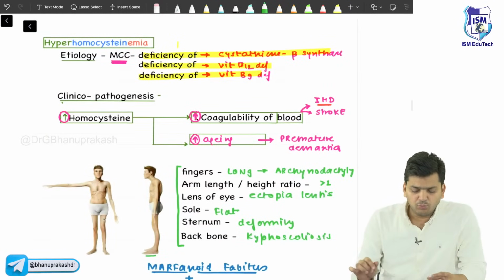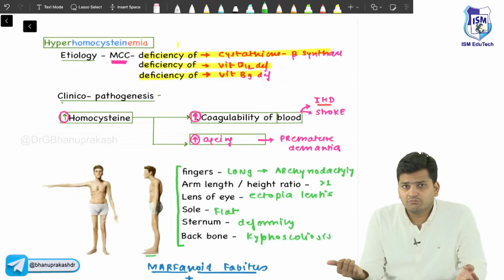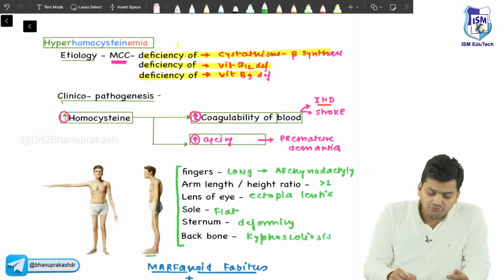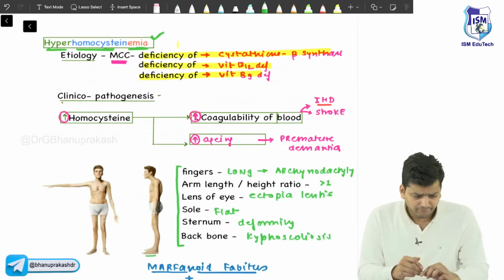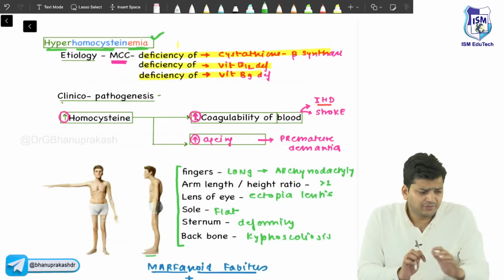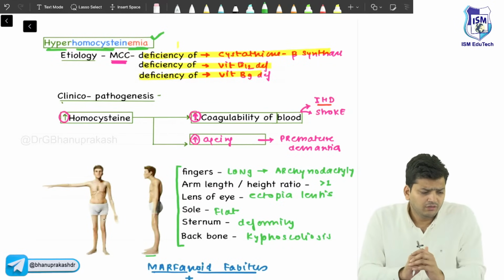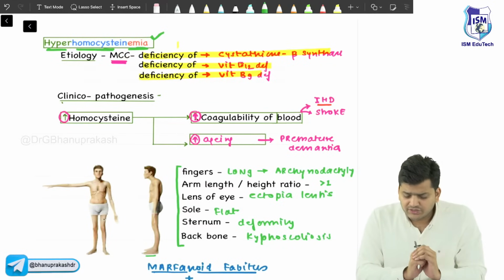Coming to hyperhomocysteinemia. This was your last exam question. Hyperhomocysteinemia: increased level of homocysteine in the blood. What are the causes of hyperhomocysteinemia?